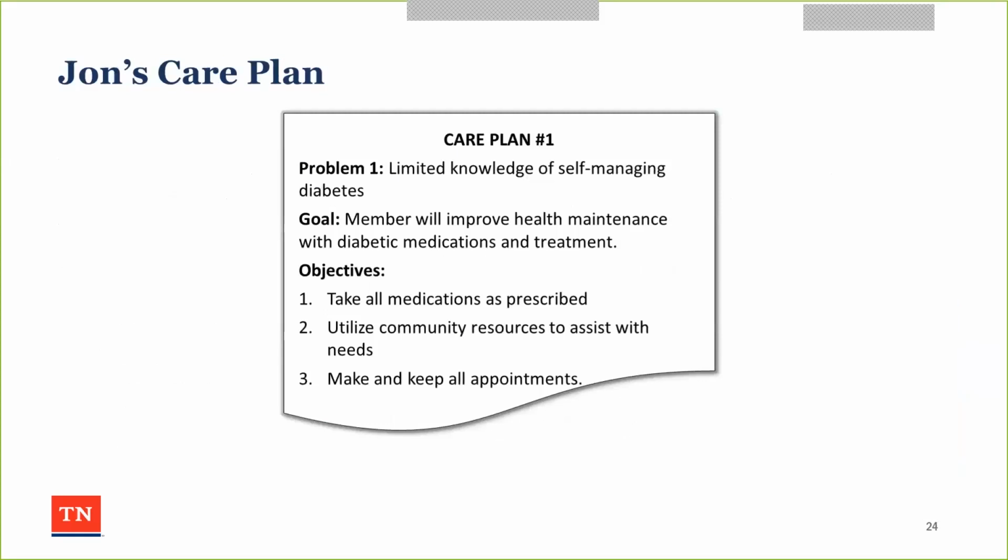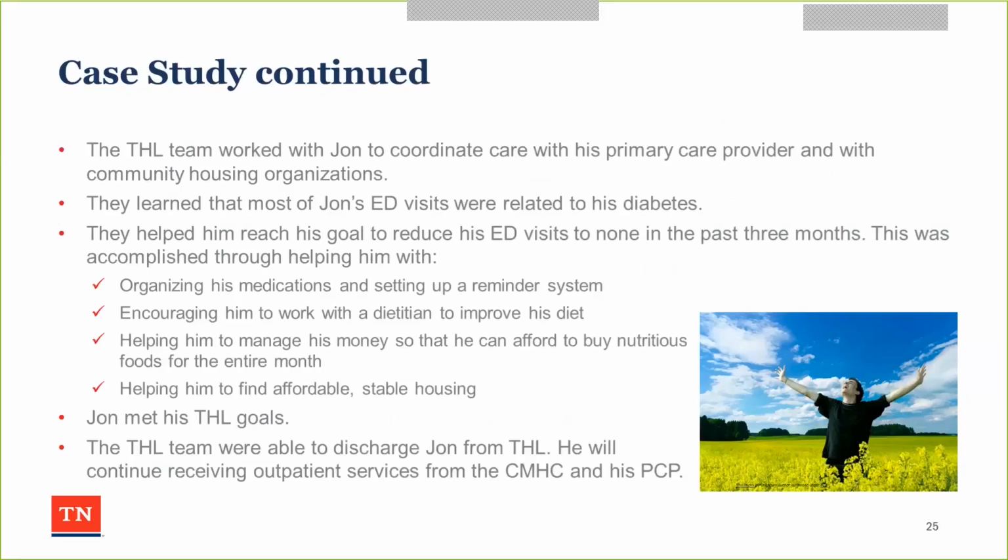for illustrative purposes. And so one of the problems is limited knowledge of managing his diabetes. Talks about improving health maintenance with diabetic medications and treatment, taking all the medications as prescribed, utilizing community resources to assist with his needs, and making and keeping all of his appointments. And so part of that, the THL team working with John to coordinate care, so reaching out to the primary care provider, but then also, again, with the housing, making sure that they can get him into suitable housing, reaching out to the community housing organizations.